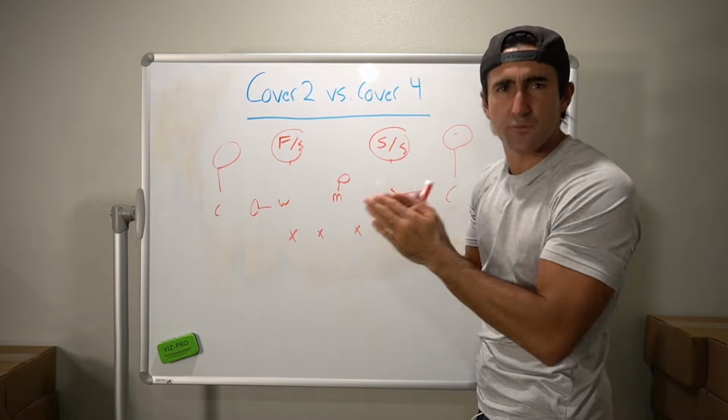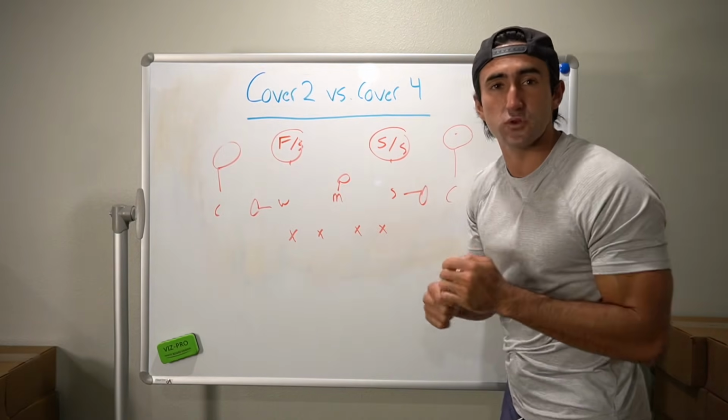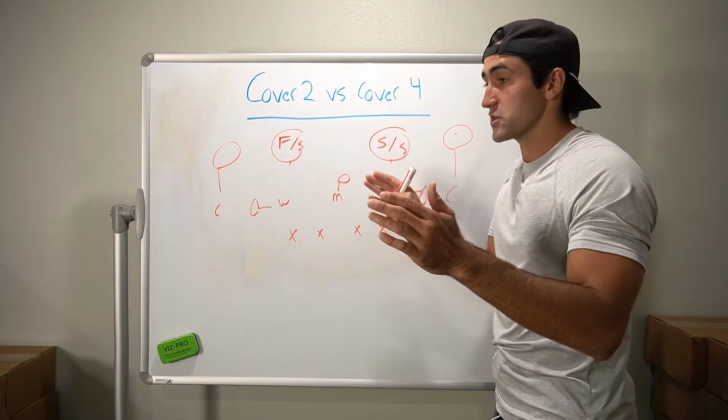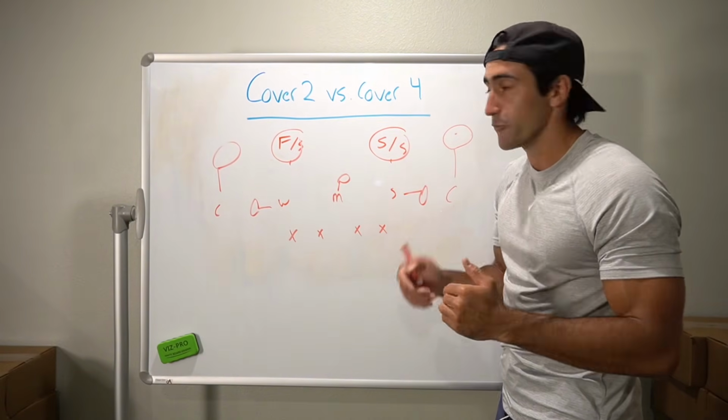They're wider, especially if we're in the middle of the field. This is assuming that we're in the middle of the field with the ball. And then last but not least, if you see safeties who are inside the hash, on the hash, okay, that might be cover 4, right?